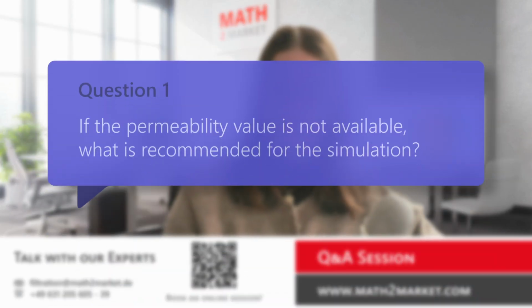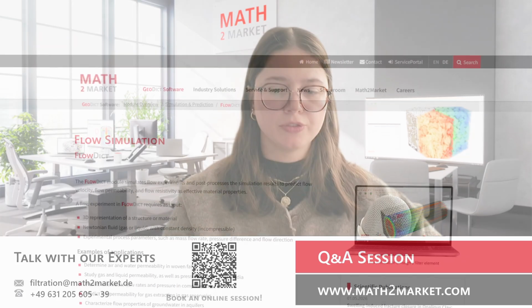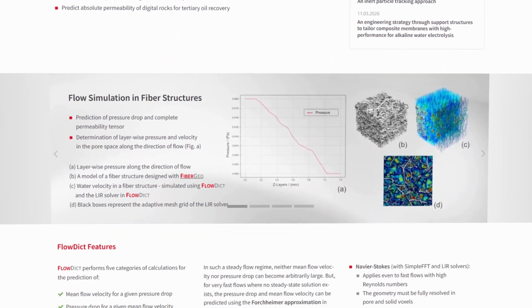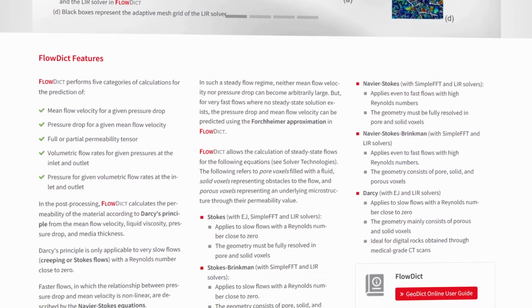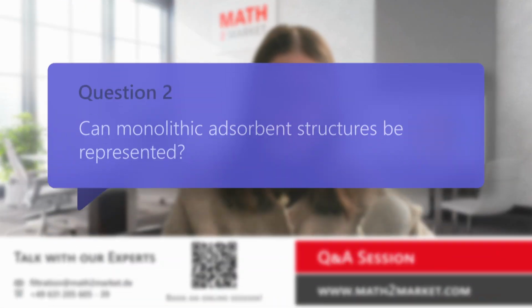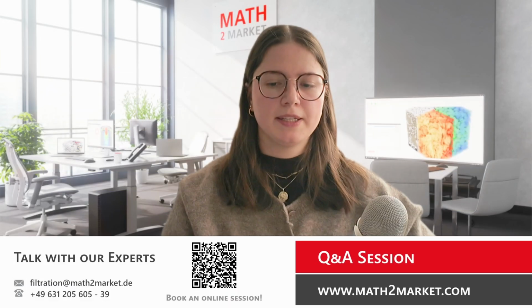Okay, so we have one question. It says, if the permeability value is not available, what is recommended for the simulation? First of all, we have also a tool in GeoDict where you can get or simulate the permeability value. So you can use GeoDict to get this value. And there's also a second question, can monolith adsorbent structures be represented? Yes, they can.